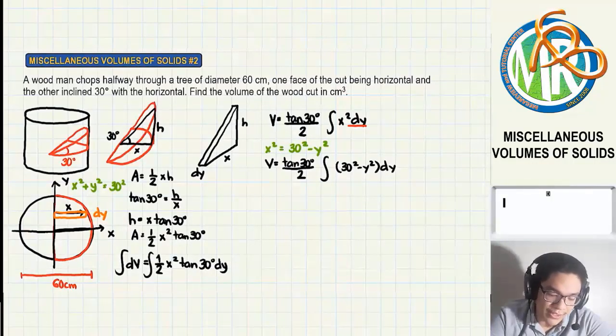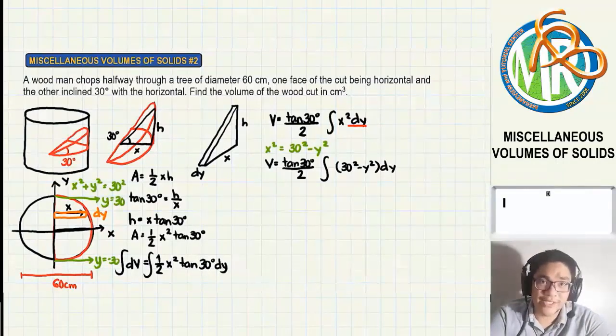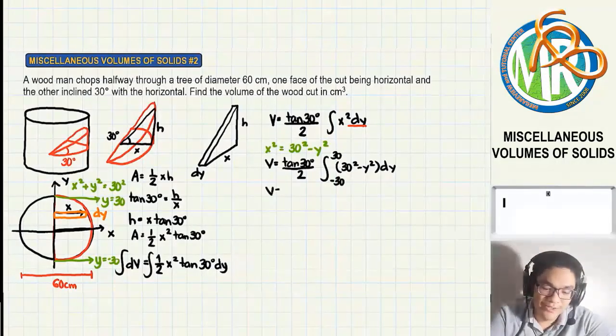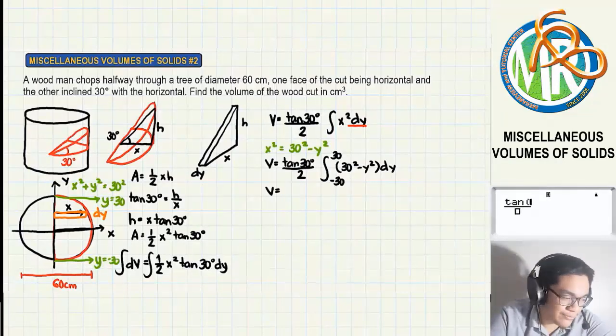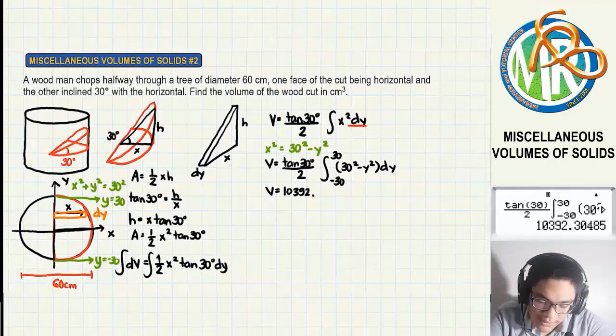Then, apply natin yung limits. So, saan ba gagalaw yung strip natin na yan? Gagalaw yan from bottom papunta sa taas. So, yung bottom ay y is equal to negative 30. So, negative nung radius. Yung top naman is positive 30. So, dun sa taas ng radius, no? So, lagay natin yon dun sa limits natin. So, the volume is 10,392.305 cubic centimeters. Okay?